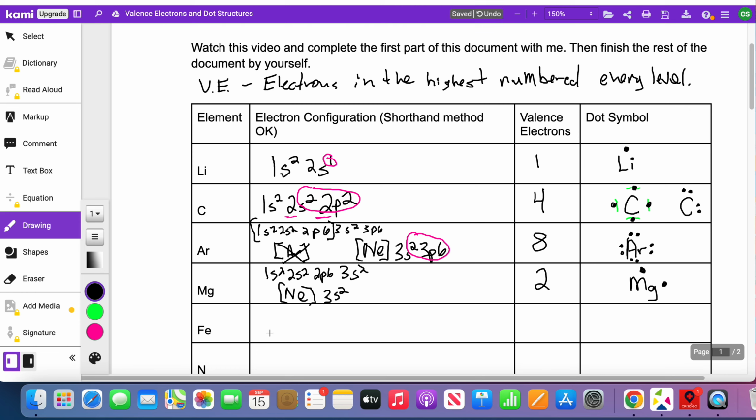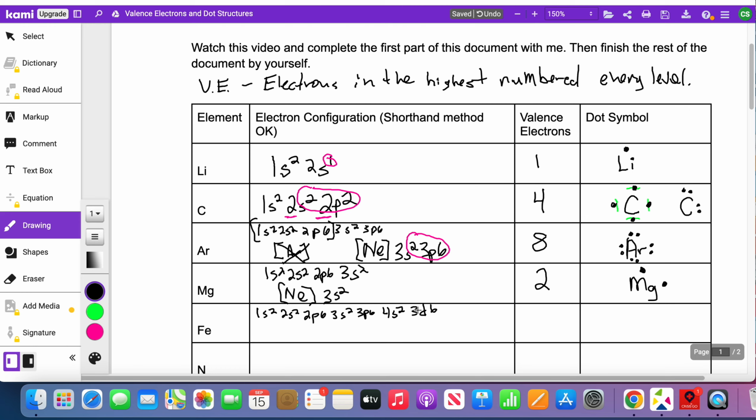Okay, now iron is kind of a tricky one, so pay attention here. All right, I'm going to write it out the long way just for a reason here. So here we go, iron: 1s2, 2s2, 2p6, 3s2, 3p6, 4s2, 3d, if I count 1, 2, 3, 4, 5, 6.